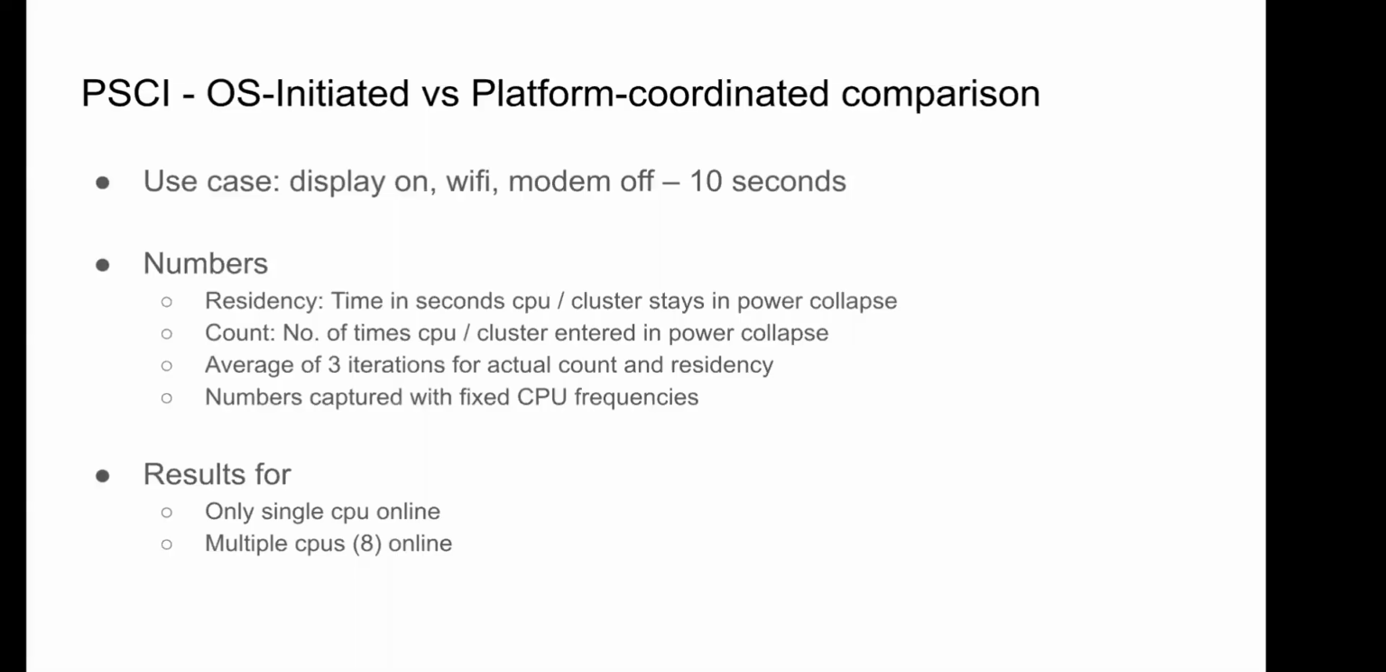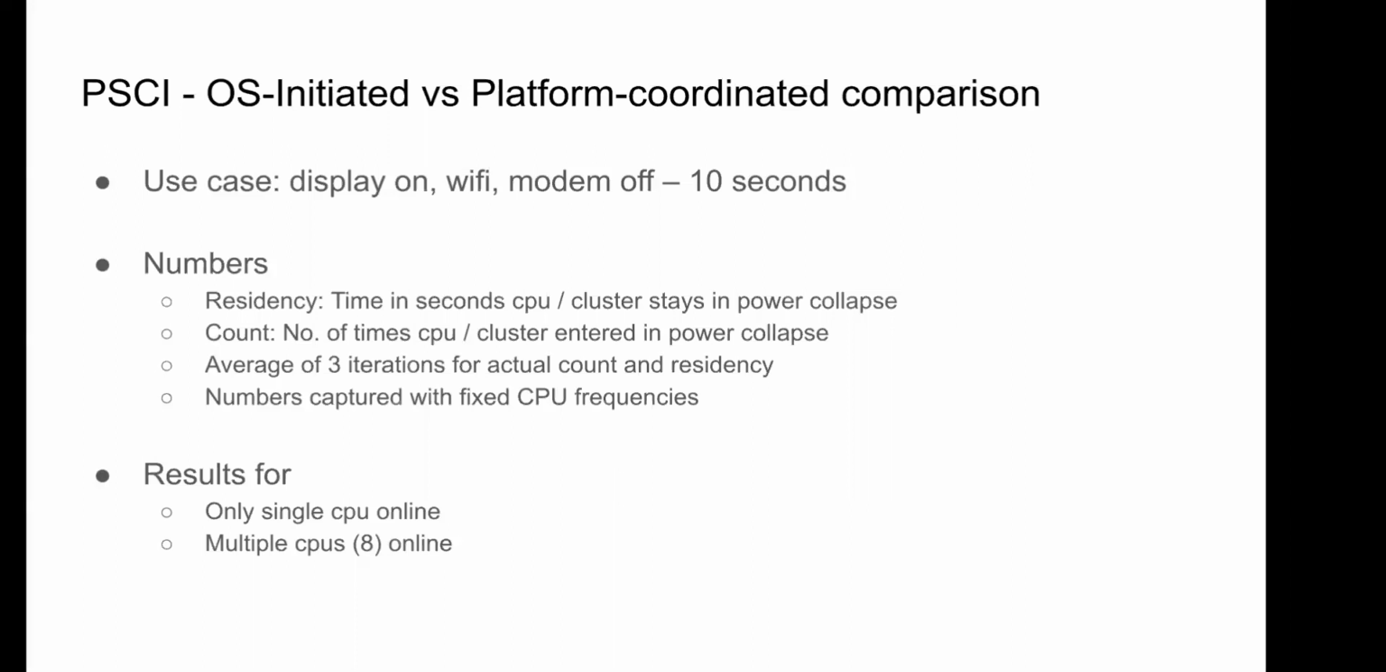So for comparison of both of these schemes, we have taken a use case of a 10 seconds device idle with its display on and Wi-Fi and modem turned off. The numbers are captured in terms of residency, which is the time in seconds the CPU or cluster stays in a power collapse state, and the count, which is the number of times it is entered in those states. These are all taken as an average of 3 iterations for actual count and residency.